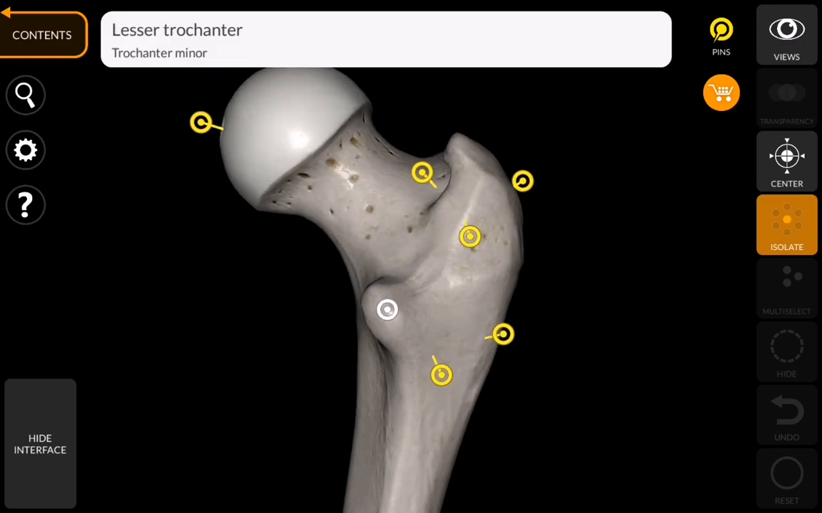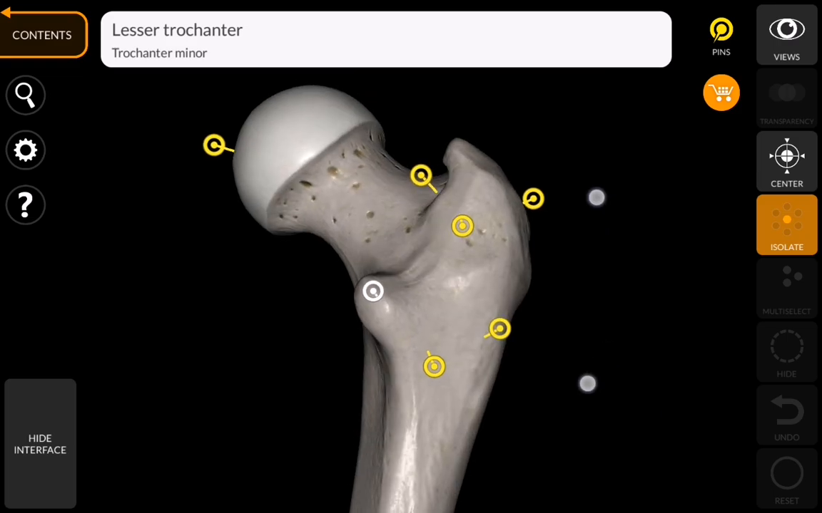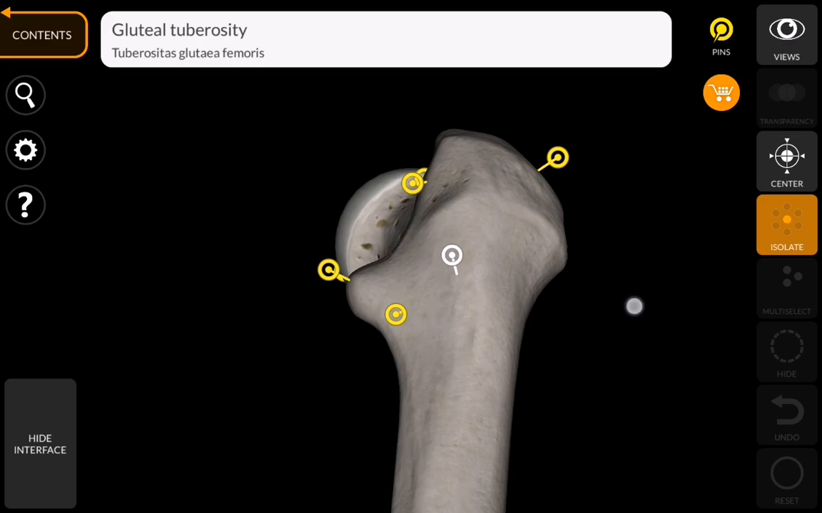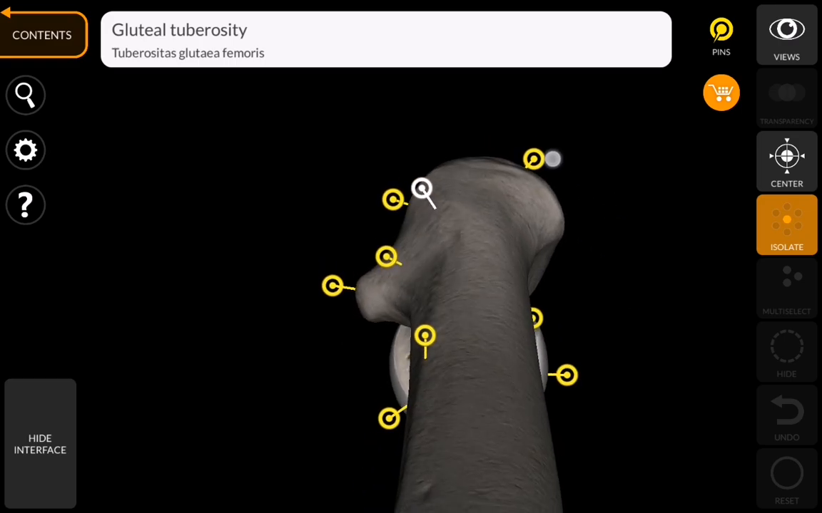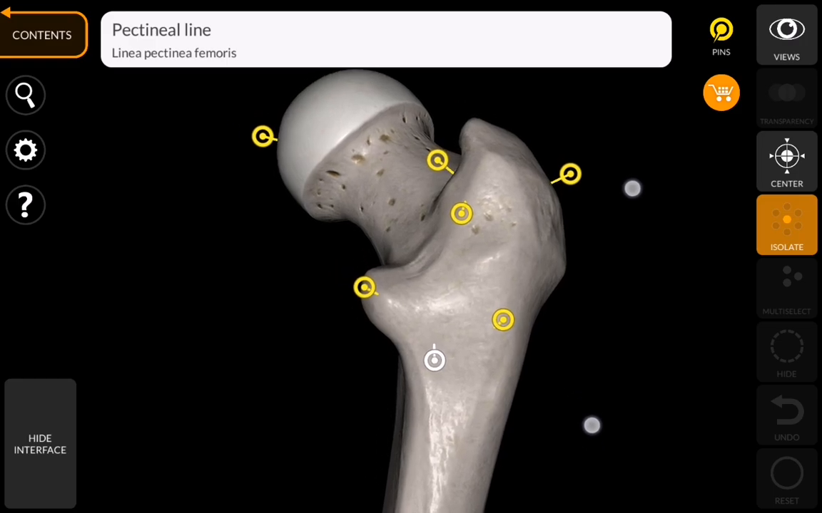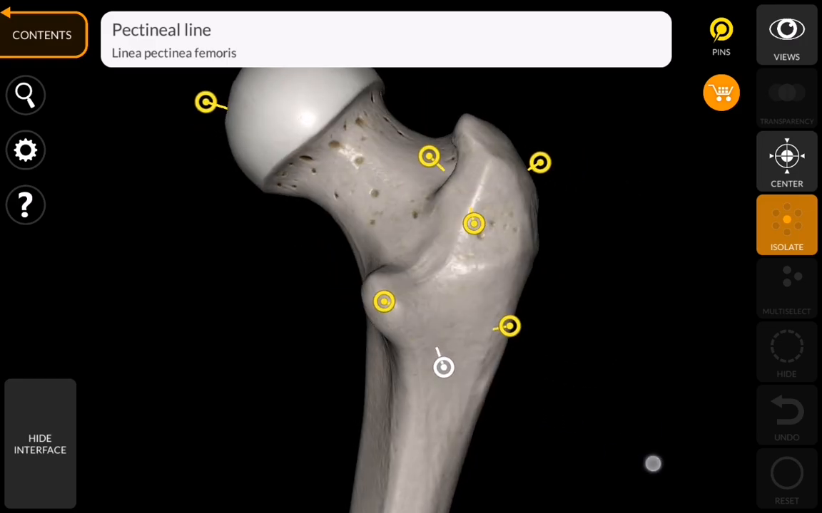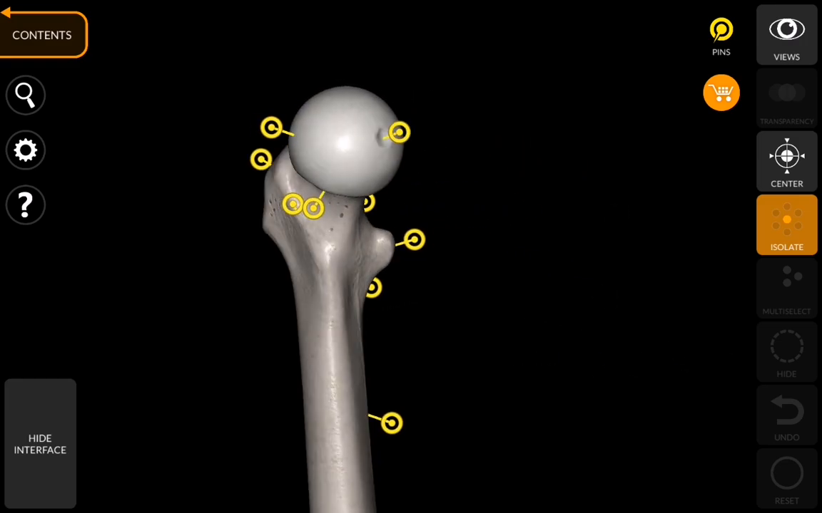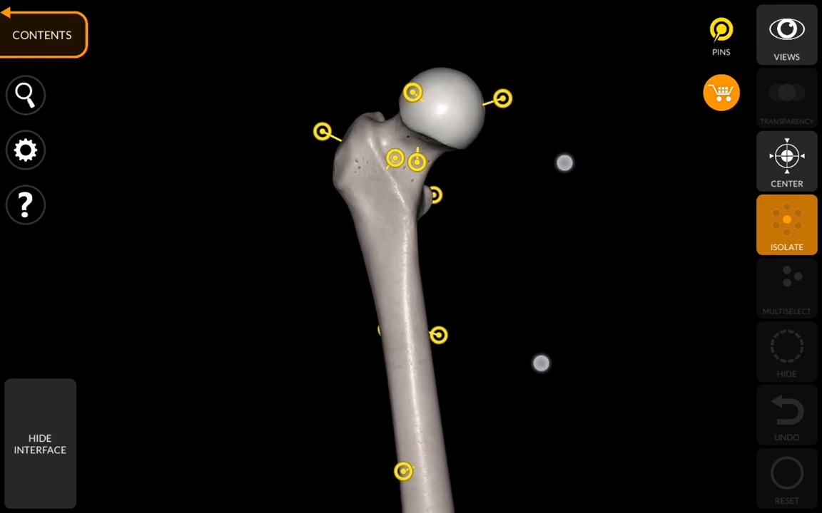This is the lesser trochanter, so this is the greater, and this is the lesser trochanter. Followed by that, you have the gluteal tuberosity. It's kind of like a bump right there. You can see that. And lastly, the pectineal line. So, yes, these are all the bone landmarks of the femur, from the top to the bottom.